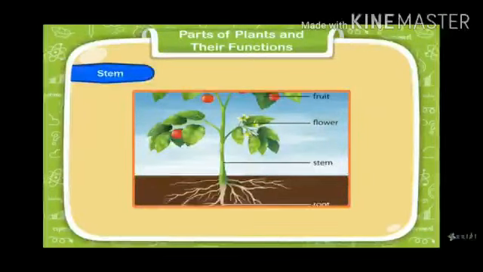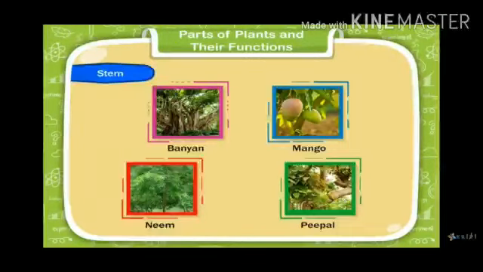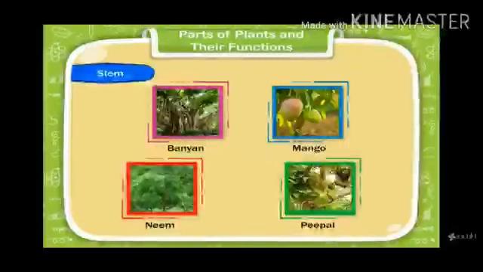Stem supplies all the necessary nutrients, minerals and water absorbed by the root to all parts of the plant. Some stems of plants are woody and thick, and these stems are called trunk. For example, banyan tree, mango tree, neem tree, peepal tree.